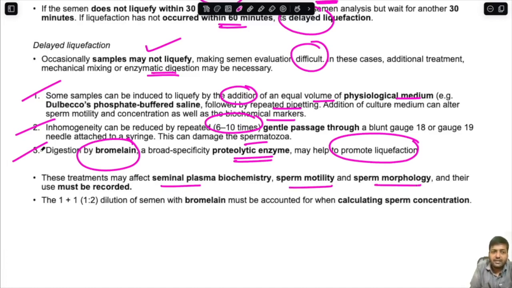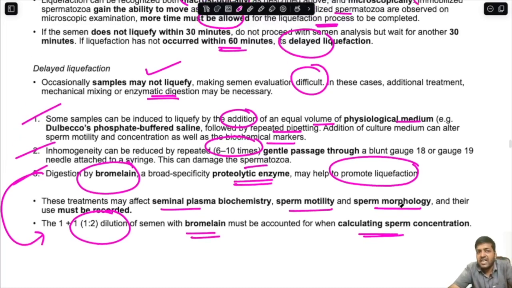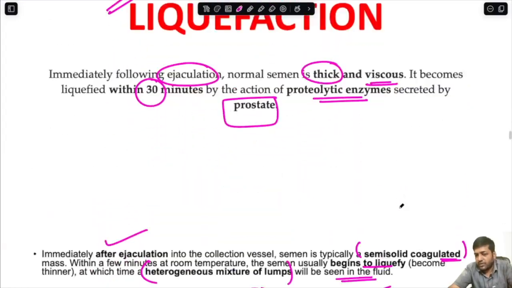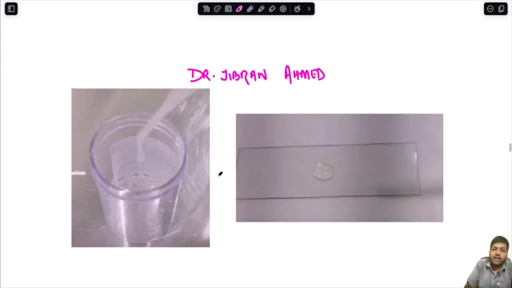Now remember, with this third method, that is the bromelain method, the 1:2 dilution of semen with bromelain must be accounted for when calculating the sperm concentration or the sperm number. So I hope you have understood in detail about the liquefaction process. Okay, the next important physical aspect. Just let me show you with the help of a diagram.